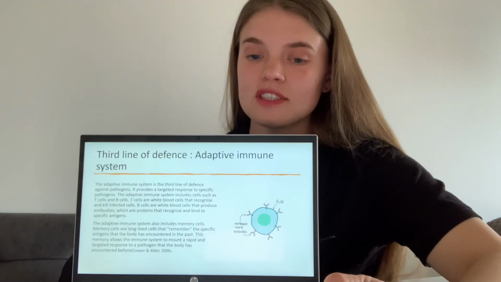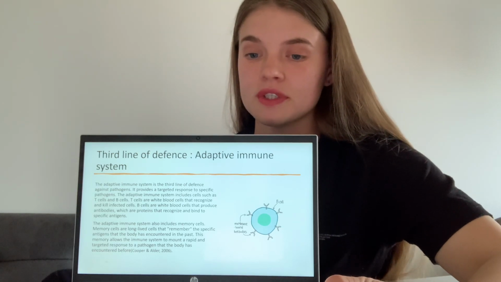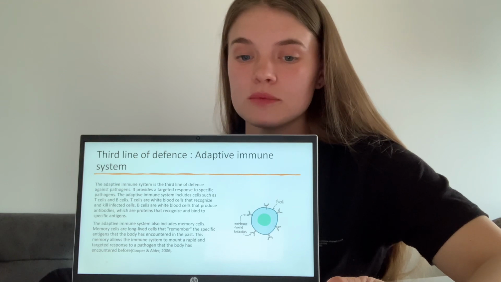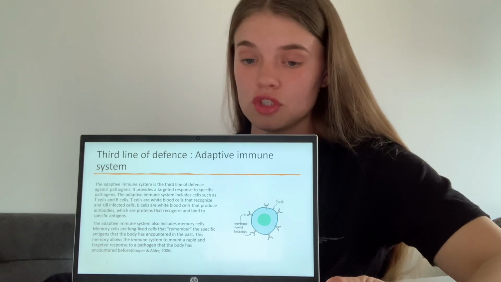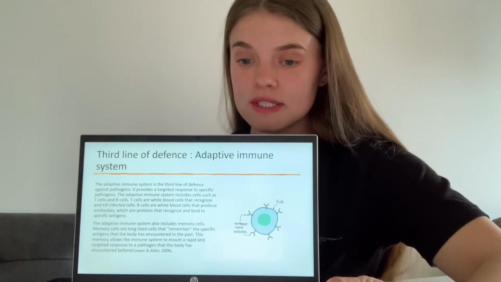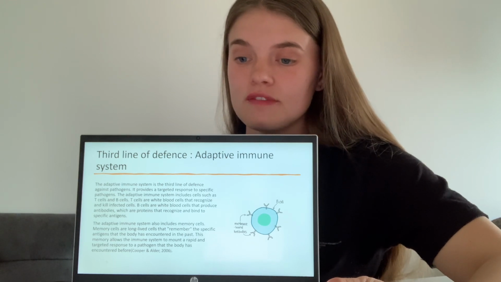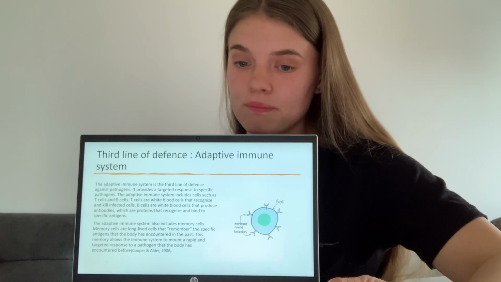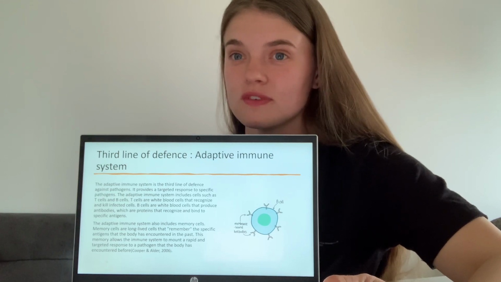The adaptive immune system is the third line of defence against pathogens. It provides a targeted response to specific pathogens. The adaptive immune system also includes cells such as T cells and B cells. T cells are white blood cells that recognise and kill infected cells. B cells are white blood cells that produce antibodies, which are proteins that recognise and bind to specific antigens.